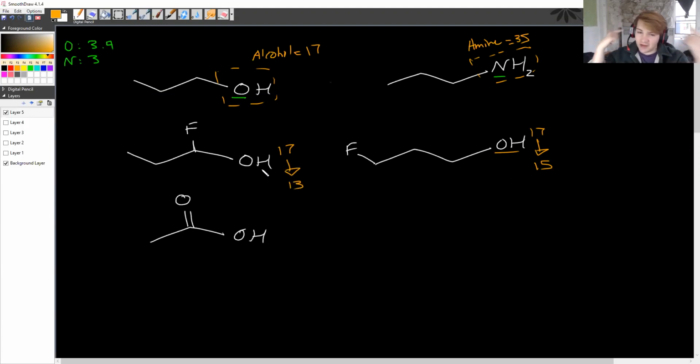And so this is the kind of mental game that you have to play with yourself: you should know what the base standard functional group pKa should be, and then how to modify it based on how we're changing parts of the molecule. And so, you know, maybe if there was another fluorine here, I didn't draw this exactly the same. Let's say maybe there was another fluorine here.